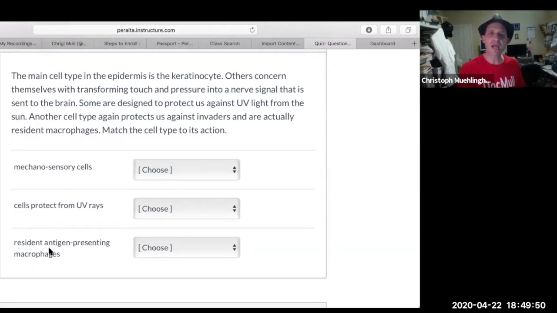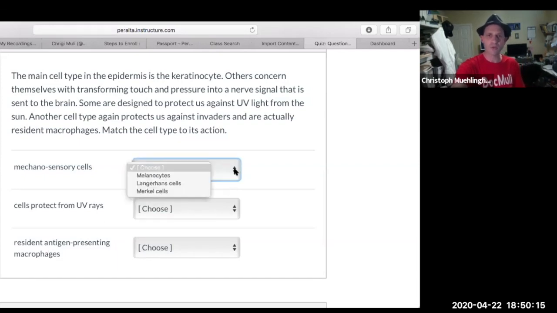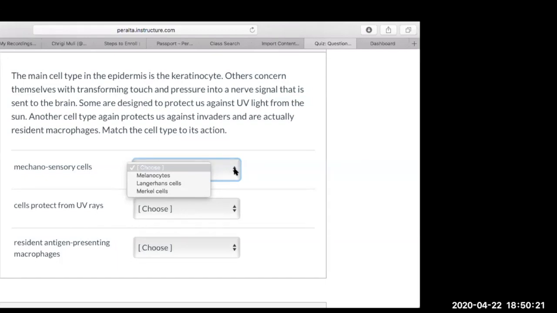But the main cell types in the epidermis are keratinocytes. Other ones concern themselves with transforming touch and pressure into nerve signals that are sent to the brain. Some are designed to protect us against UV light from the sun. Another cell type protects us against invaders, those are actually resident macrophages. Match the cell type to its action. Oh gosh, I really was into it. Mechanocyte cells, which one of those? The Merkel cells, Ayana.